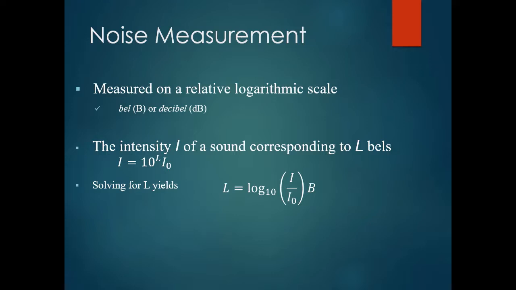So at the threshold of hearing, I is equal to I naught and the noise level L is equal to 0. When L is about 14, the sound becomes very painful to the human ear. So for finer scaling, the bel is divided into 10 decibels and the above equation becomes L is equal to 10 times log of the ratio of I to I naught decibels. The decibel, the symbol for which is dB, is a relative unit of measurement of sound which is equal to 1/10 of a bel.